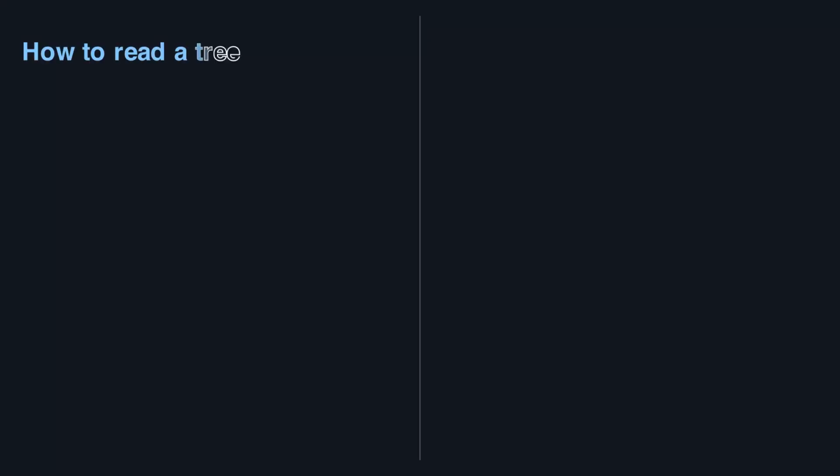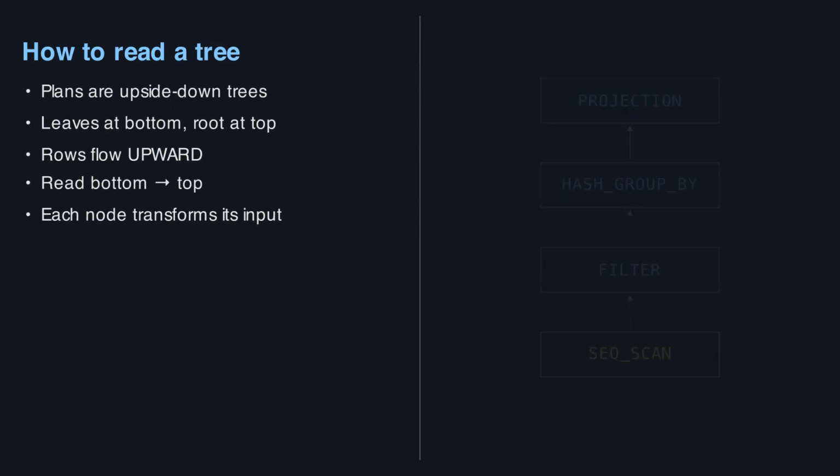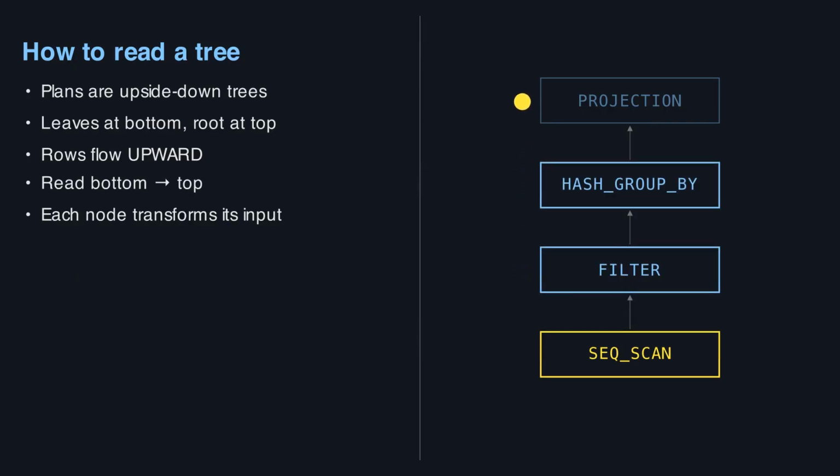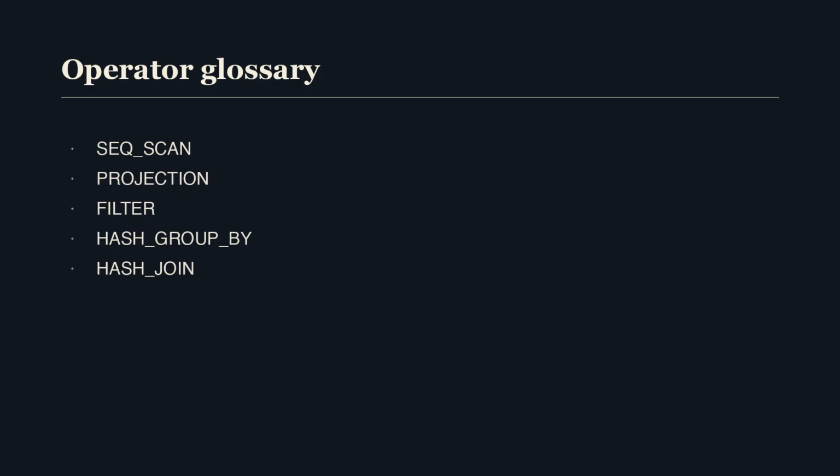So if you see a plan with sequential scan at the bottom, then filter, then hash group by, then projection at the top, that's scan the table, filter rows, group them, project the columns I asked for, in that order. You don't need to memorize every operator DuckDB has. There are dozens. You need to recognize 8 of them. A few today, the rest over the next 3 modules.